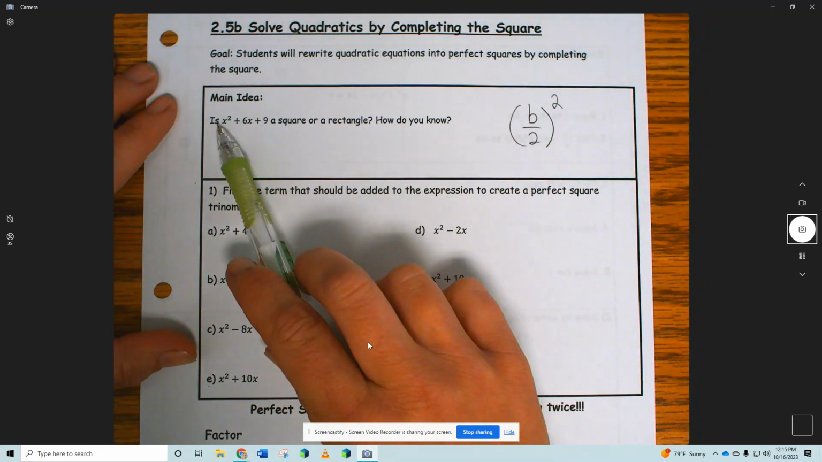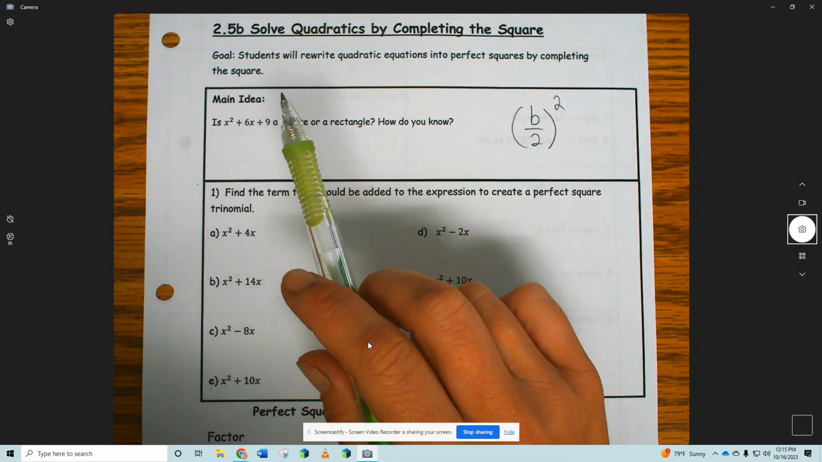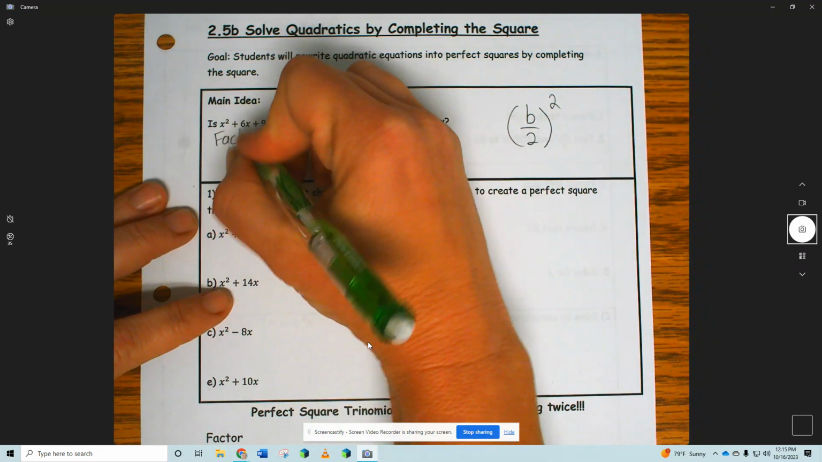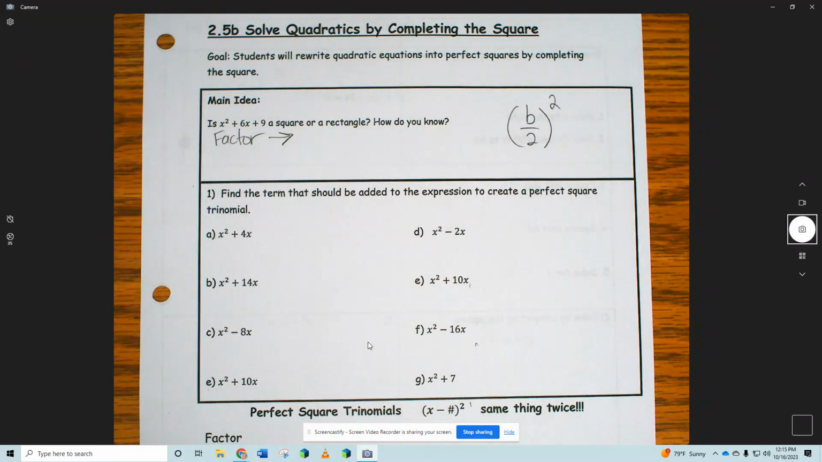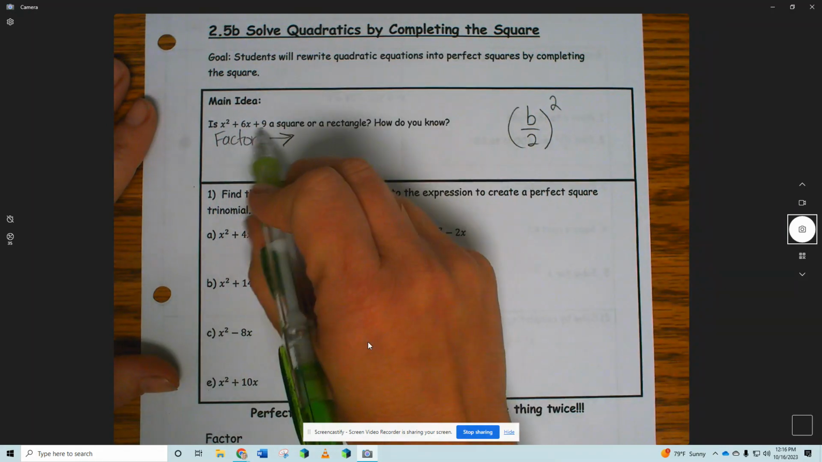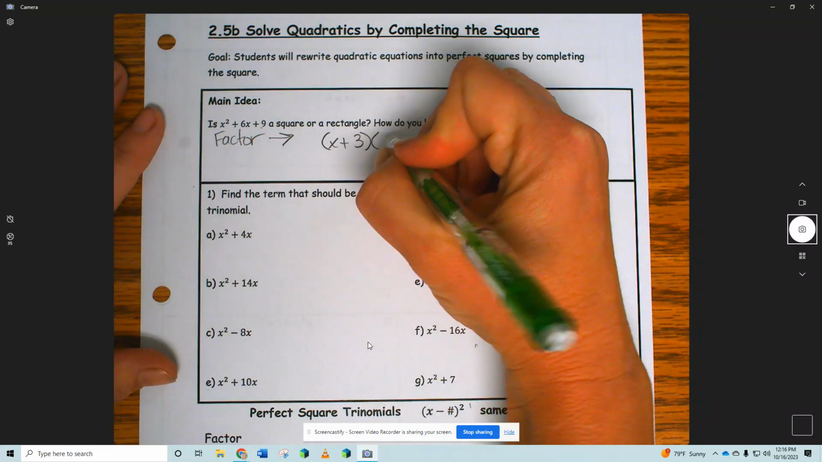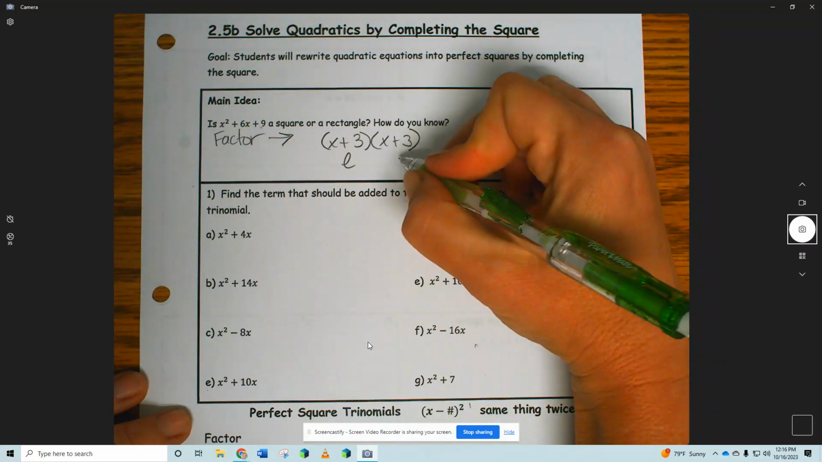Let's do the first one. Is x squared plus 6x plus 9 a square or a rectangle? That would mean I need to factor to find the length and width. So what is the factored form of x squared plus 6x plus 9? Two numbers that multiply to make 9 and add up to 6. 3. Okay, so it's x plus 3, x plus 3. That's going to be like my length and my width.